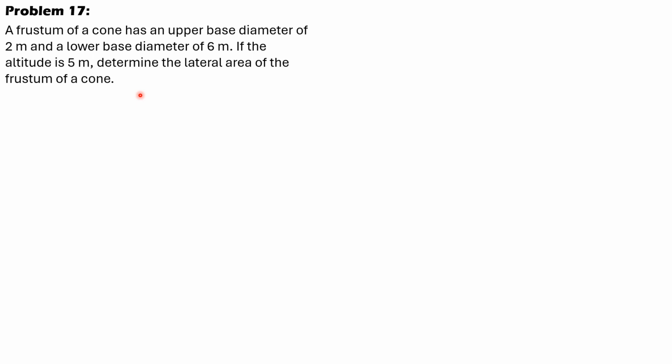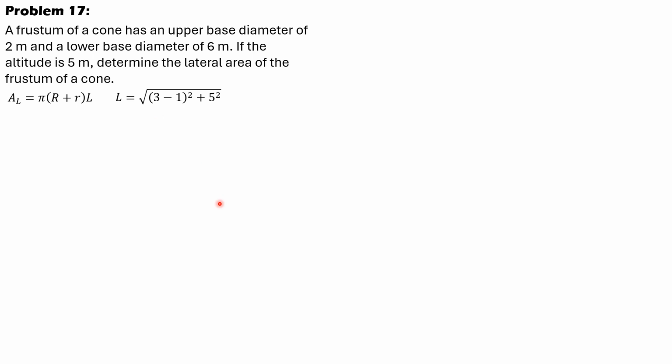Take note that the lateral area is equal to 1/2 times the quantity circumference of the big base plus circumference of the small base, times the slant height. The slant height is the square root of (big radius minus small radius) squared plus altitude squared. The lateral area can be reduced to pi times (big R plus small r) times the slant height. Again, the slant height is the square root of (big R minus small r) squared plus altitude squared.